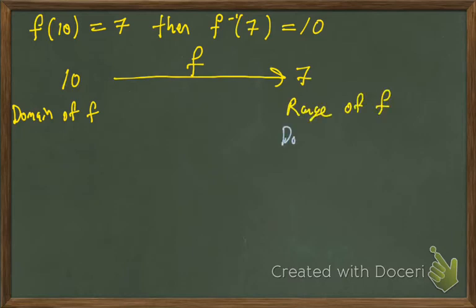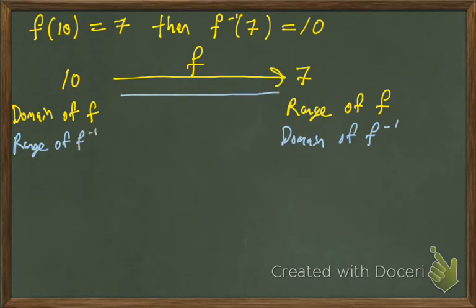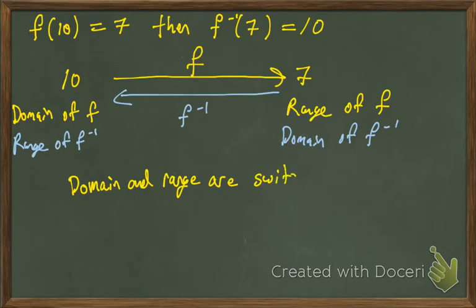The inverse is going to start with 7, so that's going to be the domain of f inverse. And the range of f inverse is going to be 10, the destination, and that's what f inverse is going to do. So what we're going to be saying like a million times is the domain and the range are switched when you're considering a function and its inverse. The x's and y's are going to be switched.